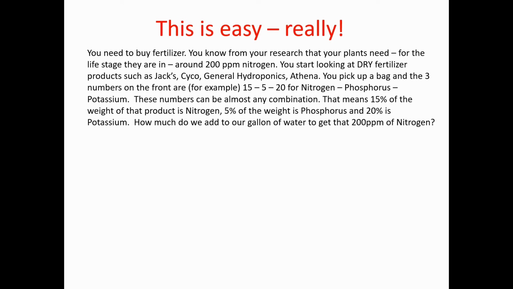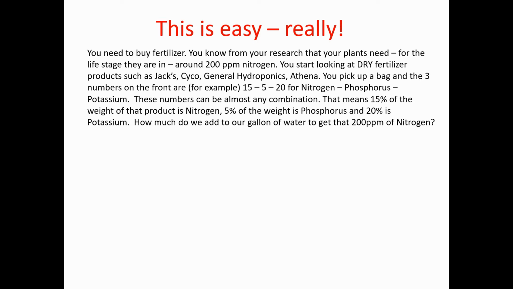That 15, 5, 20 means 15% of the weight of that product is nitrogen. The first number is always nitrogen. The second is phosphorus. So 5 on the bag means that 5% of the weight of that product is phosphorus. The 20 is for potassium, and it means that 20% of the weight of that product is potassium. And remember, these numbers can be in any combination. We're just taking the 15, 5, 20 as an example.